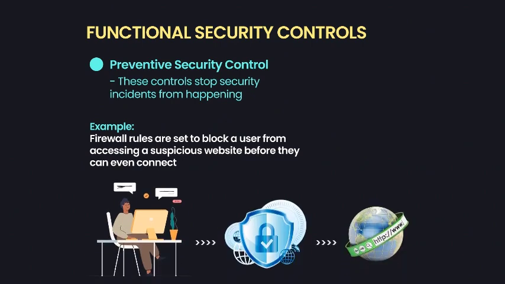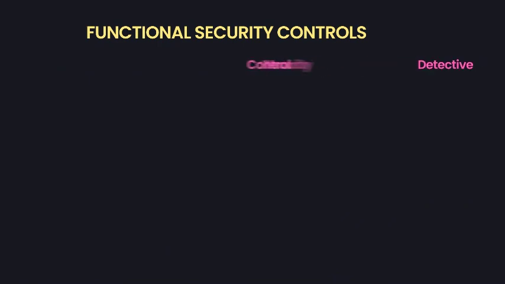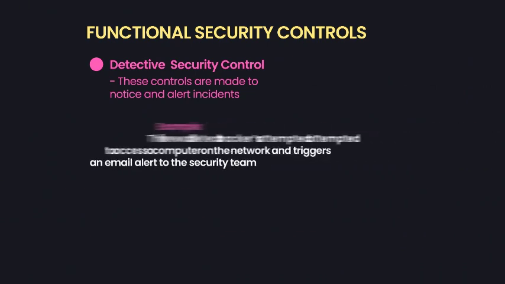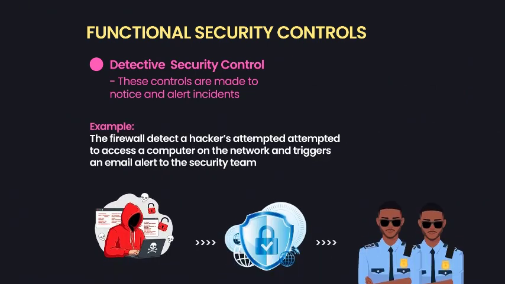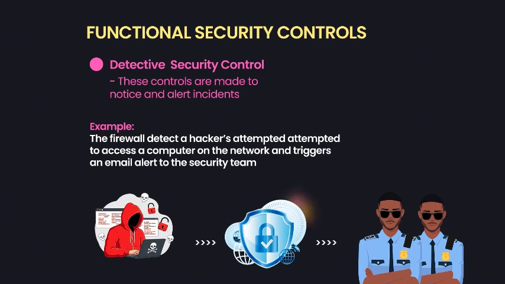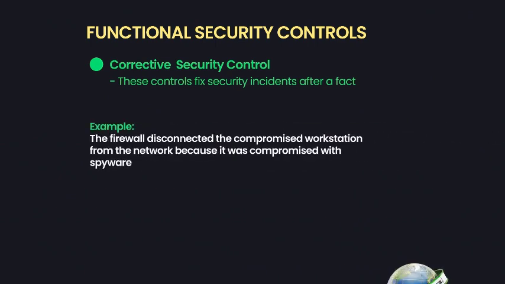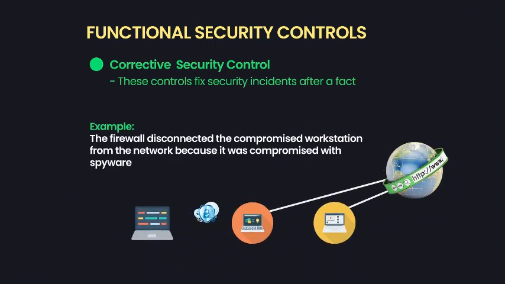The next functional security control is called detective controls. These controls are made to notice and alert on incidents. Here's an example of that. The firewall detects a hacker attempting to access a computer on the network and triggers an email alert to the security team. The next type of control is corrective controls. These controls fix security incidents after the fact. Here's an example. The firewall disconnected the workstation from the network because it was compromised with spyware.